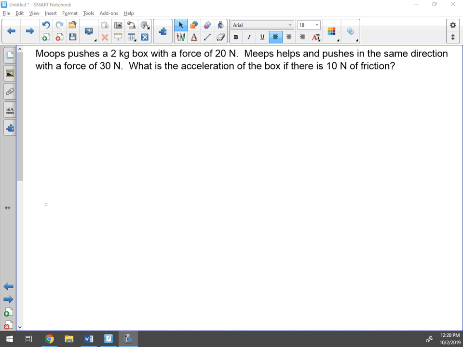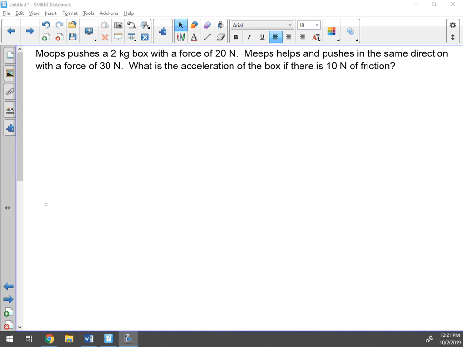This time we're going to look at Newton's laws of motion. We're going to do 3 different problems involving Newton's second law. We're starting with Moops pushing a 2 kilogram box with a force of 20 newtons. Moops is helping, pushing in the same direction, and we're trying to find the acceleration of the box.